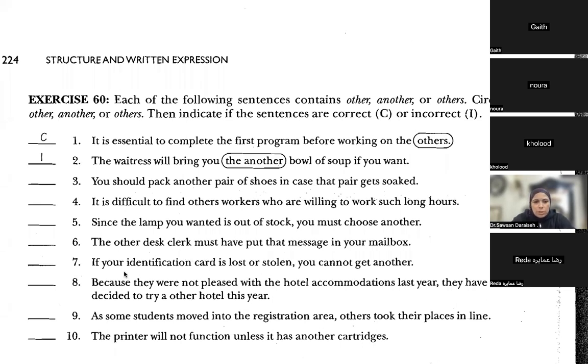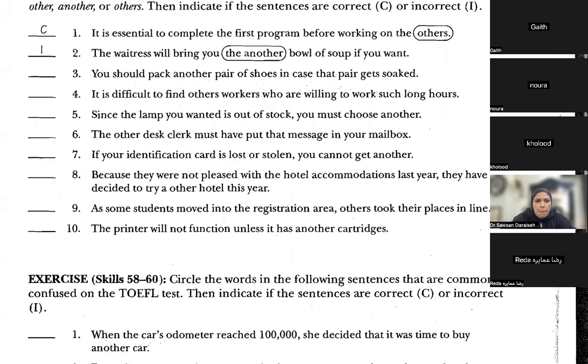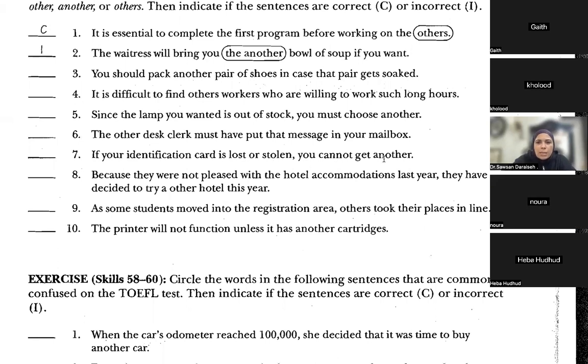Seven, Dr. Ghaif, let's see what you can do with seven. If your identification card is lost or stolen, you cannot get another. It's correct. Excellent job. Of course, it's correct, but you can rewrite it in another way. All right. Another identification card. Another one. Okay. So if your identification card, we always say ID. If someone tells you where's your ID, it means identification card. You know it. If it's lost or stolen, you cannot get another one.